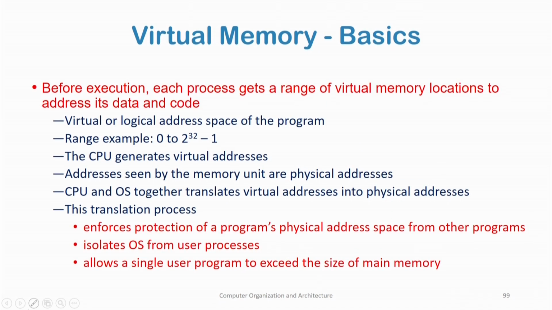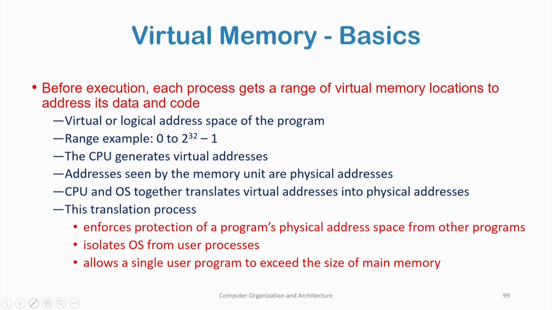Before execution, each process gets a range of virtual memory locations to address its data and code. As we are saying, this is virtual memory, it does not exist in practice. When a program is being compiled, it assumes that it has a range of memory locations at its disposal. This is the virtual or logical address space of the program, and this can be as big as the entire addressable space of the processor.